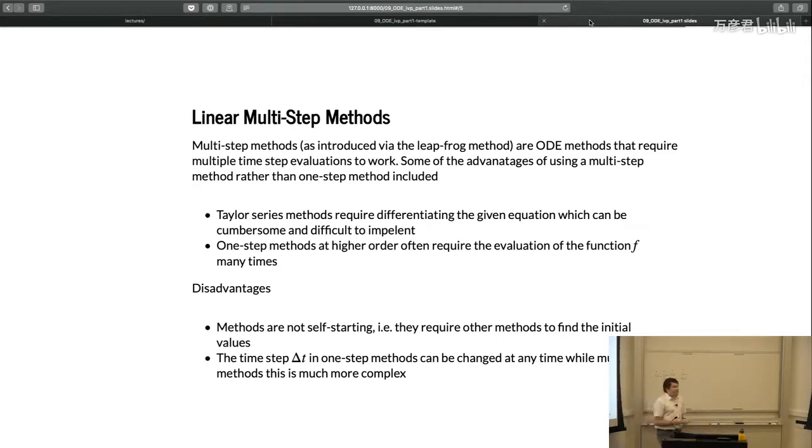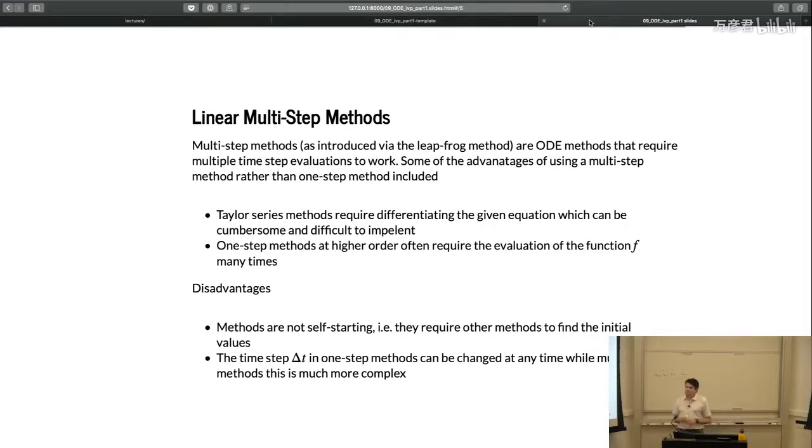There are some consequences to this. Linear multi-step methods can be arbitrarily high order, although they get a little crazy looking once you start going to higher and higher order. They can be advantageous over Taylor series methods, for instance, if you don't have the differentiation of the function f. And you can reduce the number of times you're evaluating the function f. This is predicated on the idea that the function f is hard to evaluate. For many interesting problems in practice, from science and engineering, that is the case. The function f is very expensive to evaluate.